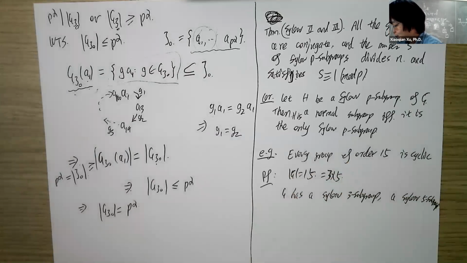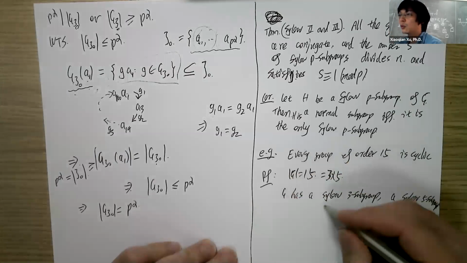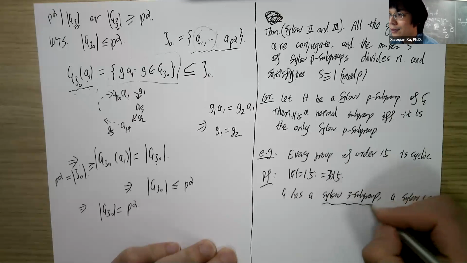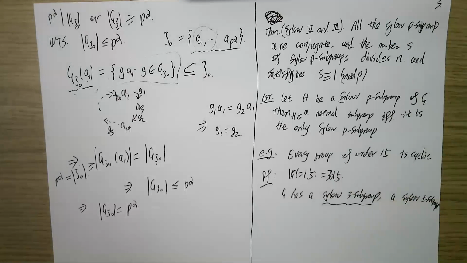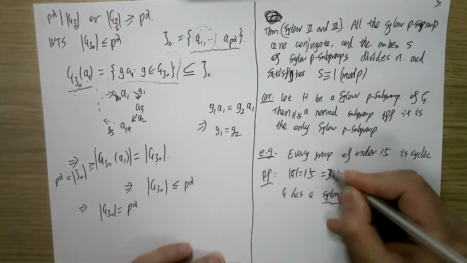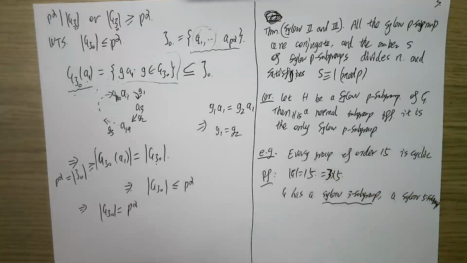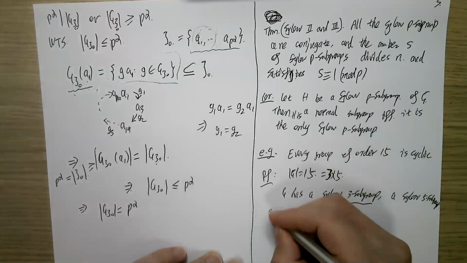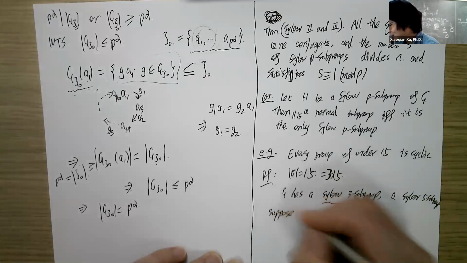Okay. And how many Sylow 3 subgroups does G have? Only one. The number should be 1. Why should it be 1? Because it should divide 15, and the remainder of S taking modulo 3 is 1. So this could only be 1. That's right.